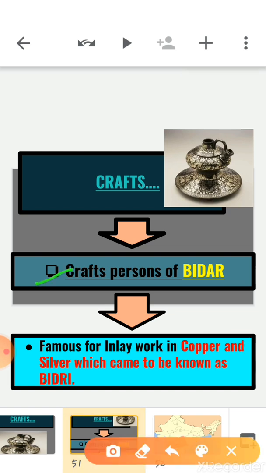The craftspersons of Bidar were very famous for their inlay work. As shown in this picture, Bidar was very famous for inlay work in copper and silver, which came to be known as Bidri work. Clear?